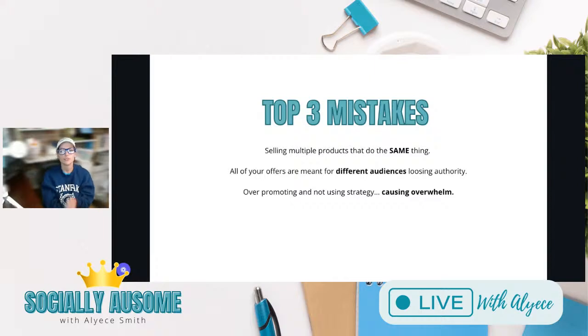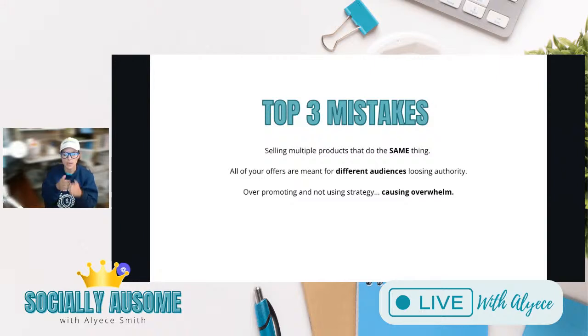Now, there's nuances to everything, all right? Everything I teach you, there's a gray area. It just is. Life is not black and white. But if you're selling multiple products that do the same thing, you have to make sure on your sales pages, on your social media, and any way that you're promoting it, it's very clear what's different about them.